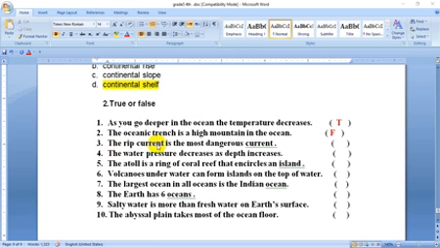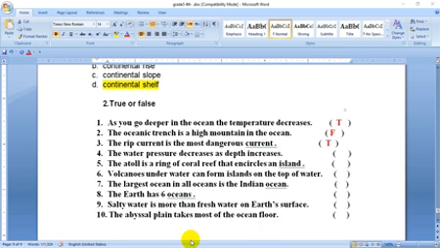Question 3. The rip current is the most dangerous current. Yes, the rip current, as we said before, this kind of current is very dangerous because it takes people inside, and the water in this current moves so fast that it can take anything in its way. So the answer for this question, true.